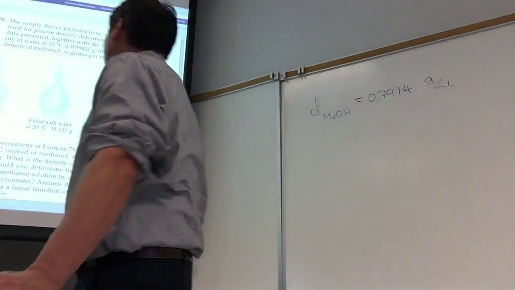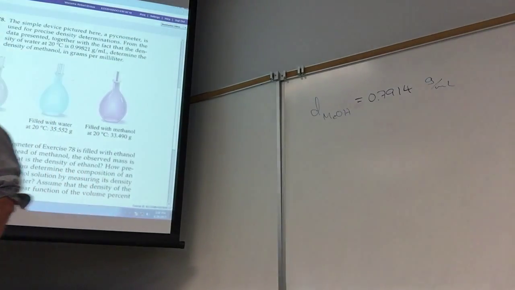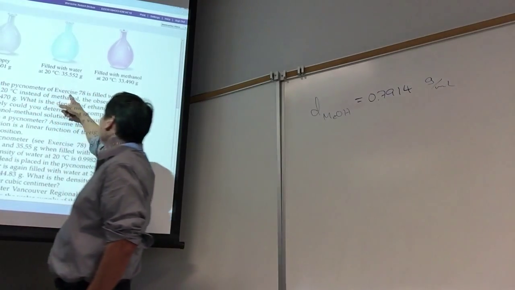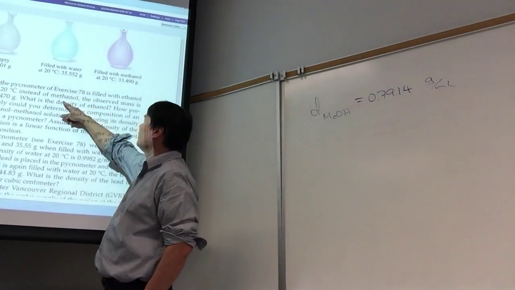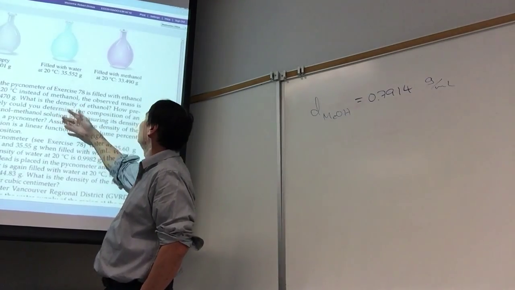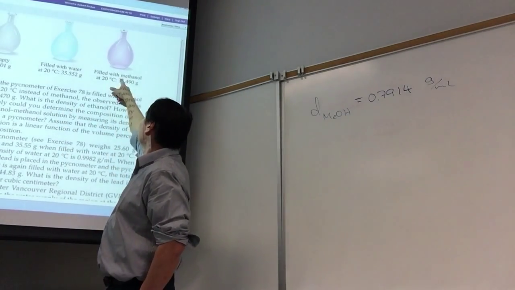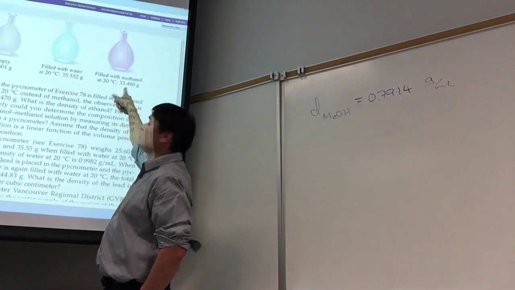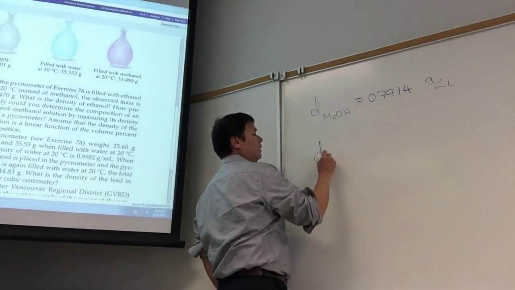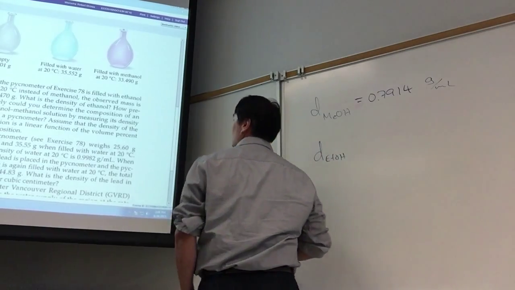All right, let's go on to the next question here, number 79. If the pycnometer of exercise 78 is filled with ethanol at 20 degrees C instead of methanol, the observed mass is 33.470 grams. And so we're going to fill this with ethanol, and we're going to get a different mass here. Let's go ahead and calculate the density of ethanol based on this data.